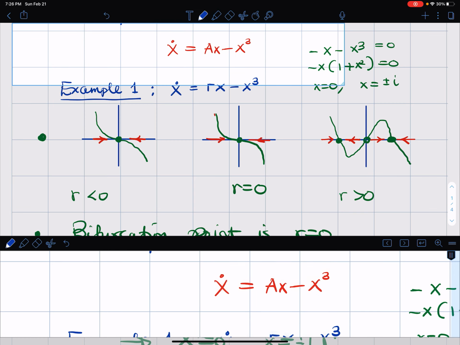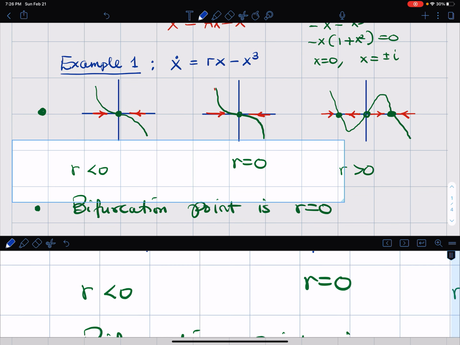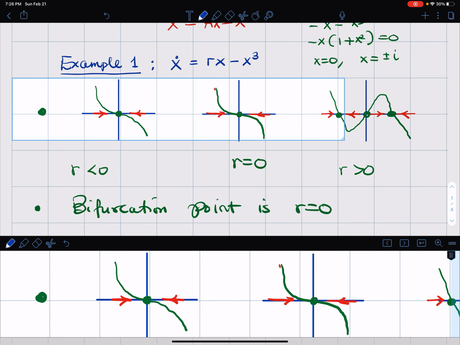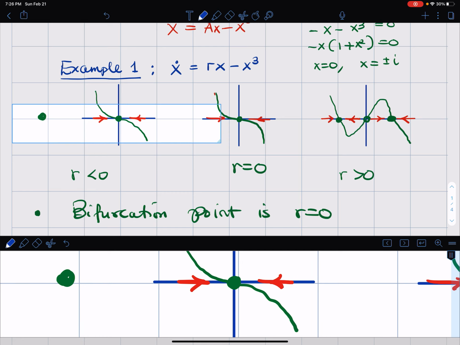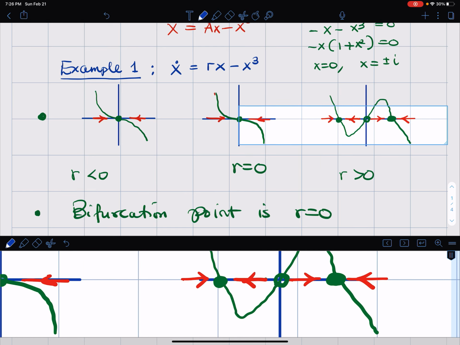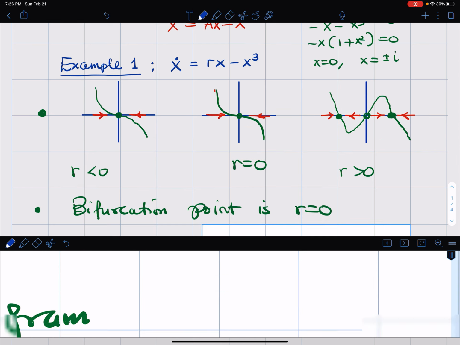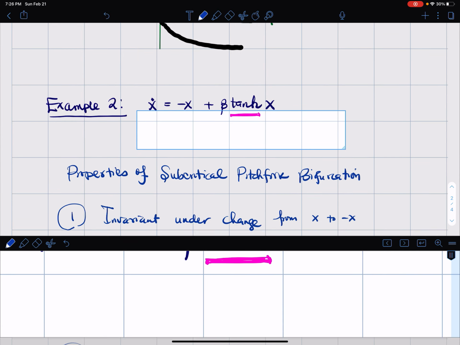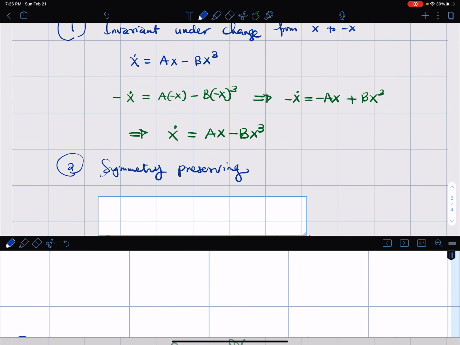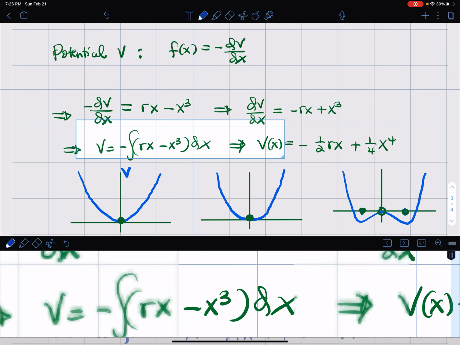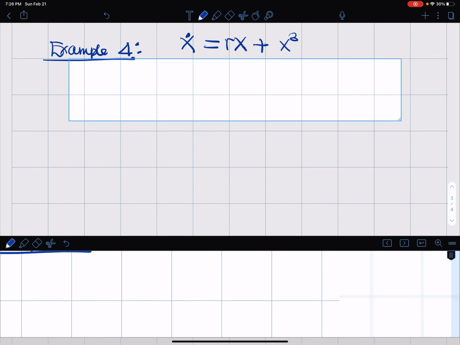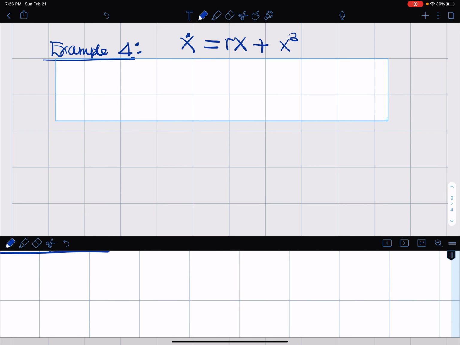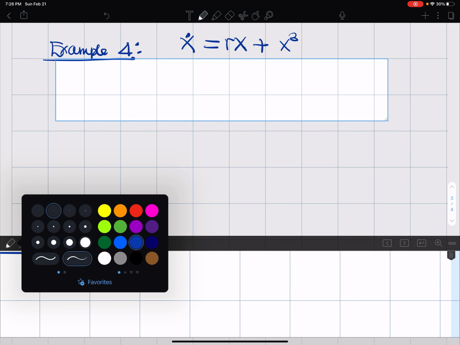This will now be for r greater than 0. You get this diagram right here. For r equals 0, you still get this, but for r less than 0, that's what you get. And the bifurcation diagram will change. The bifurcation diagram now will be a little different. You will get something like this.